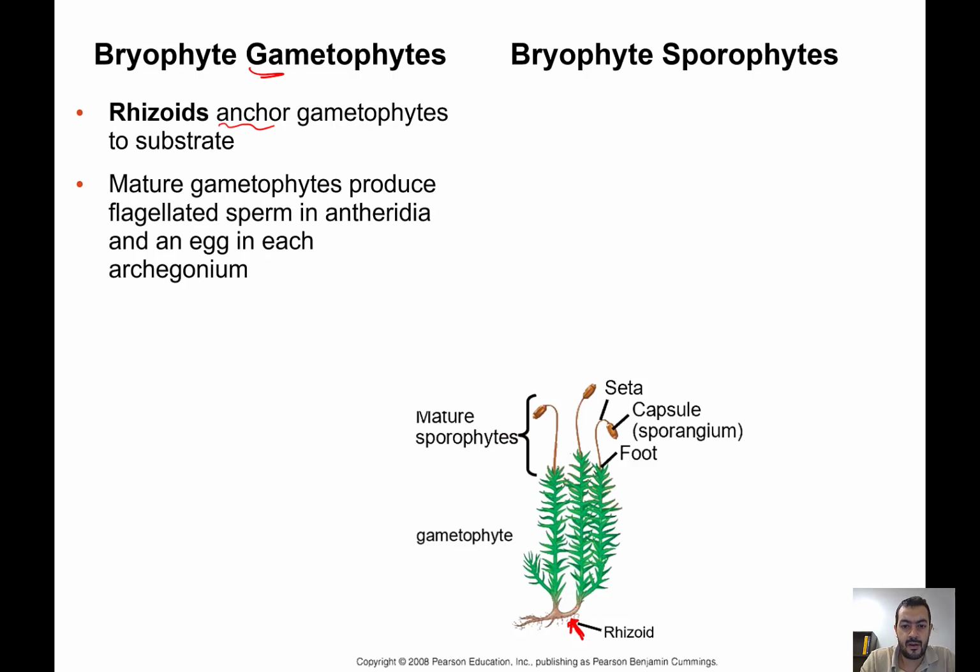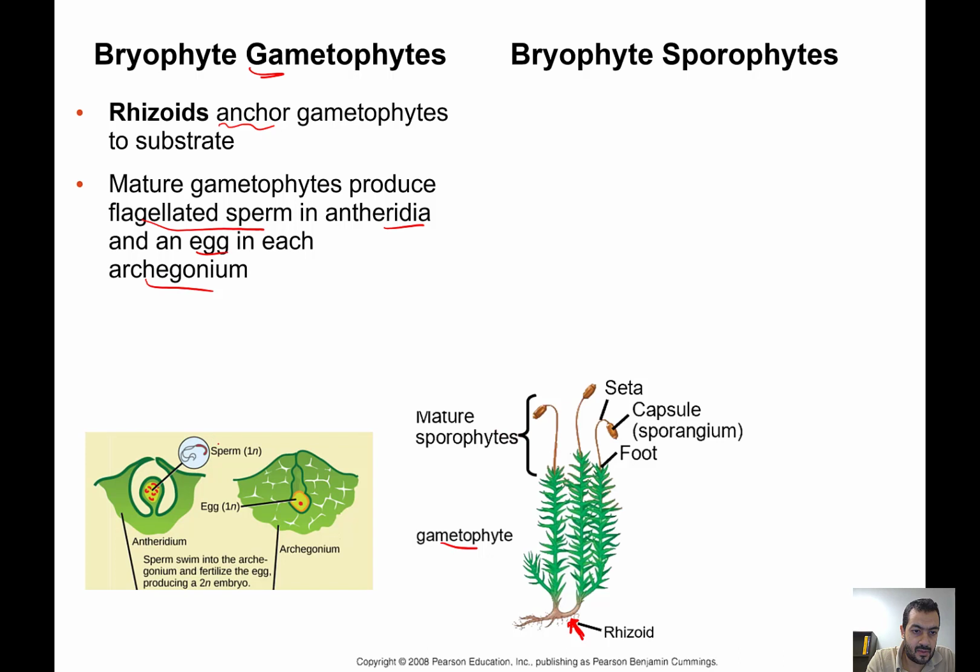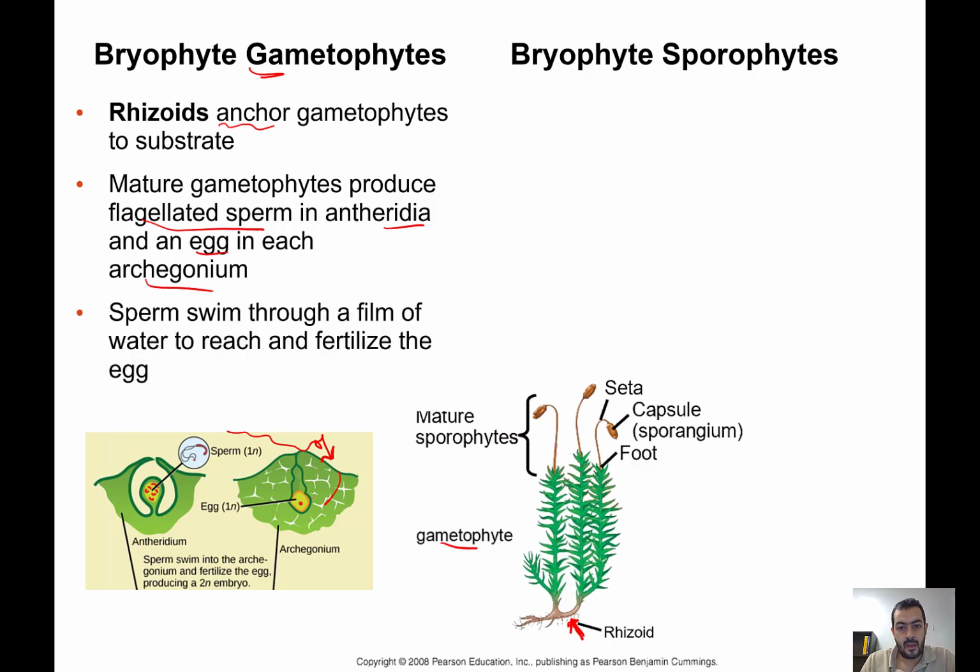Then one point to highlight is that the gametophyte is the dominant stage, and it produces flagellated sperm in antheridia and egg in the archegonium. As you can see here, the sperm is flagellated, and they are produced in the antheridium, and then they swim to the archegonium, where the fertilization will happen. So those are the main points within the gametophyte, and also, as we said, the male and the female gametophytes are separate.